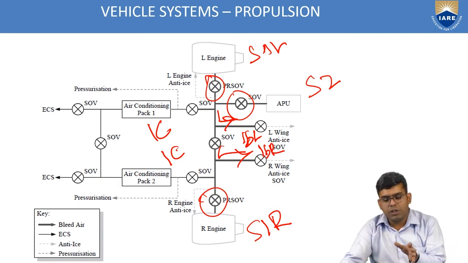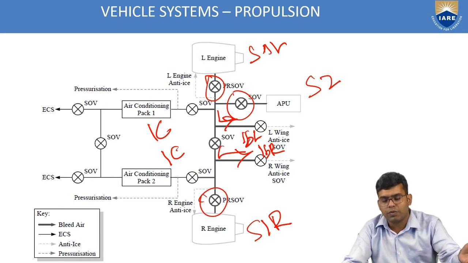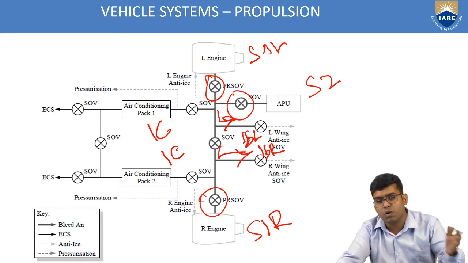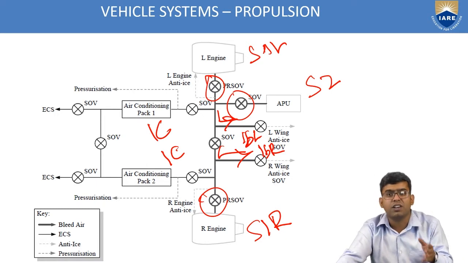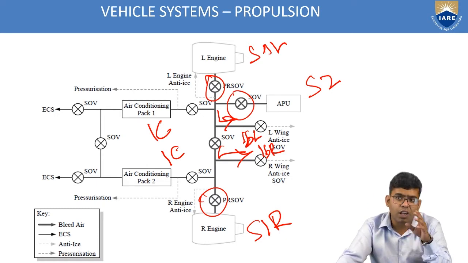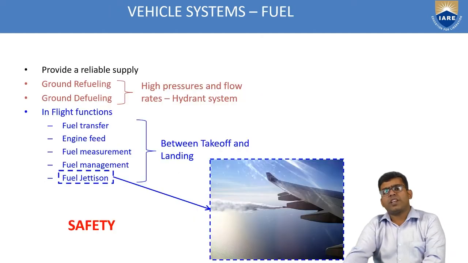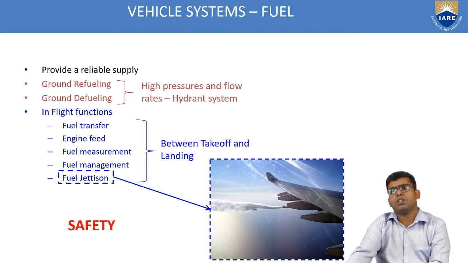So this is an example of how the bleed air usage that we saw in the last slide was actually just a representative. Right now, what we are seeing is a designed and developed concept that is being put into use by Airbus. The next vehicle subsystem that we are supposed to see is fuel subsystems.